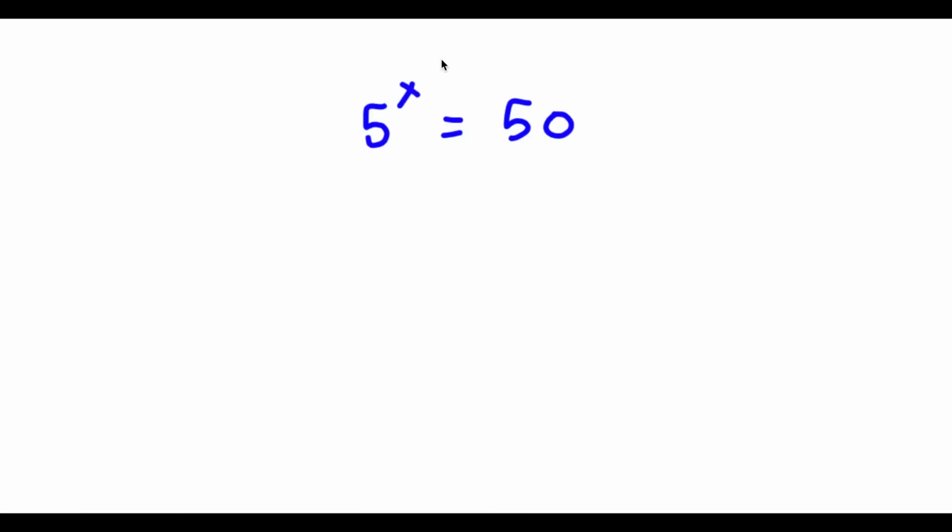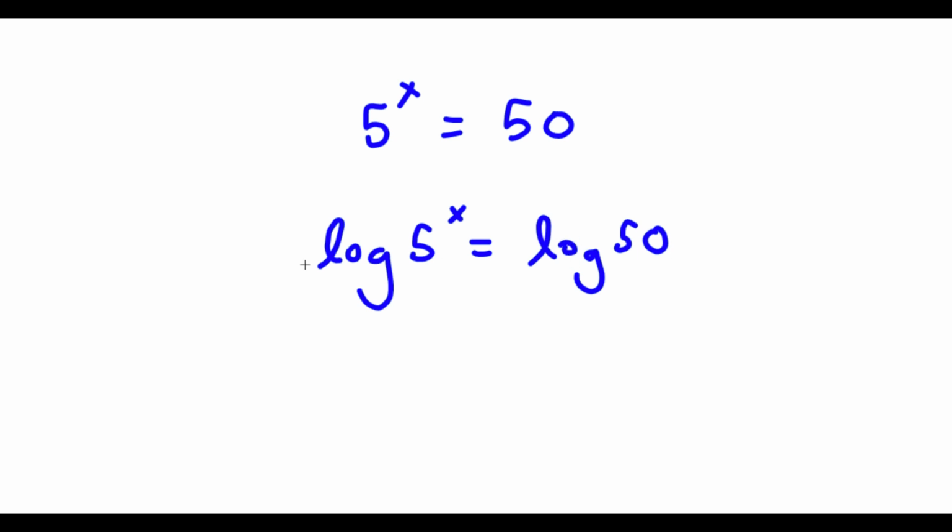Alright, so I have 5 to the power of x is equal to 50. Now, the first thing I'm going to do is I'm going to take the log on both sides. So now I have log 5 to the power of x is equal to log 50.